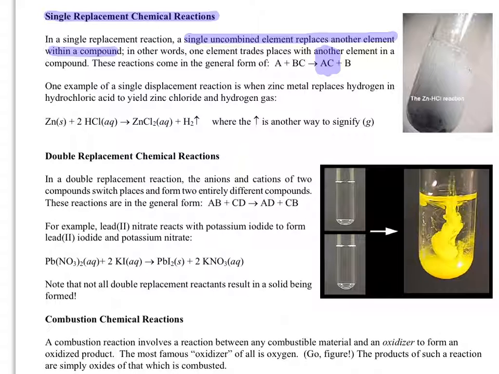Now what's important is that these elements that trade places have to have similar properties. So metals can only replace metals, and non-metals replace non-metals. I'm not going to write the nonmetals bit because you already know that. One example of a single displacement reaction is when zinc metal replaces hydrogen in hydrochloric acid to yield zinc chloride and hydrogen gas. You did this in lab, also in Chemistry 1.